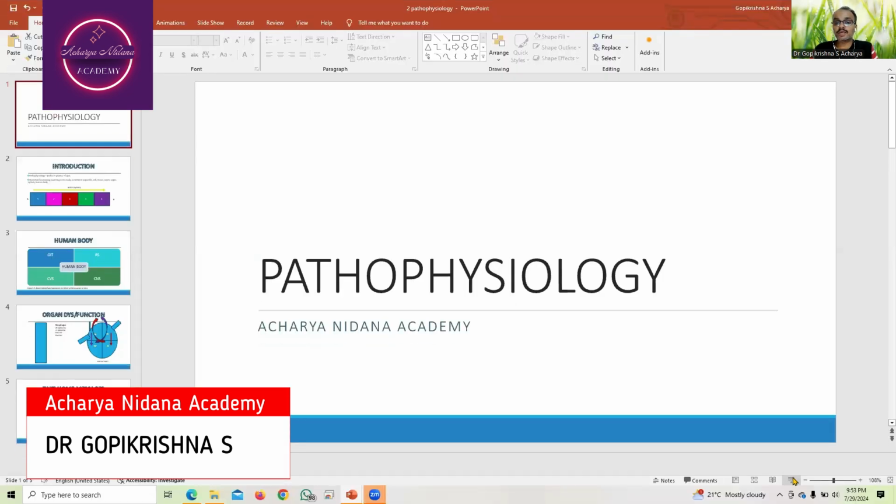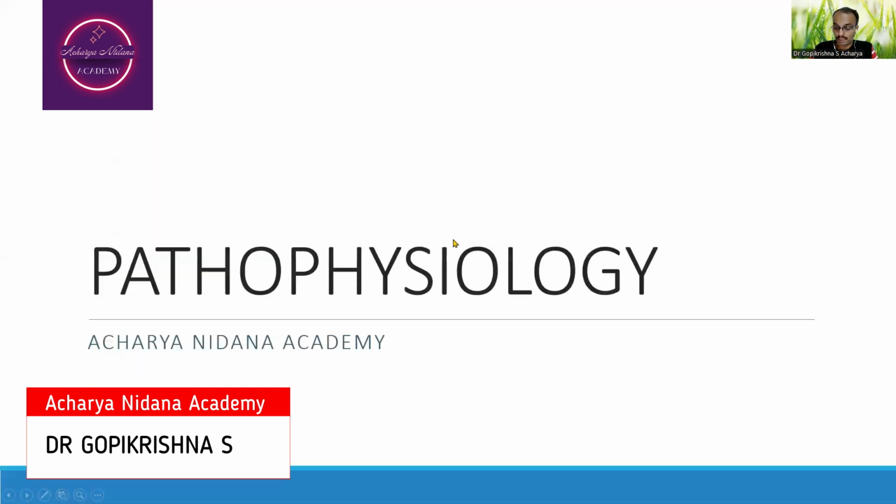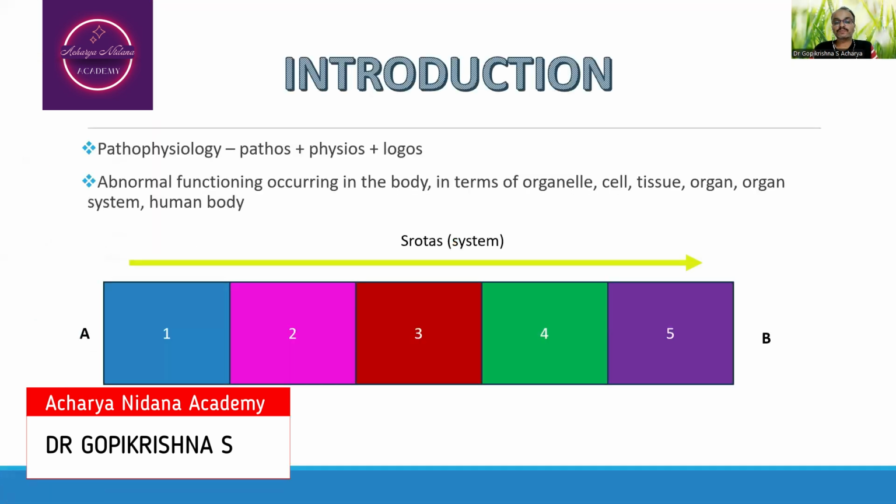What does this particular term refer to? The term pathos refers to the disturbances or the abnormality. Physios refers to functions, and logos refers to study. If you add these together, the study of abnormal functioning occurring in the body is termed as pathophysiology.